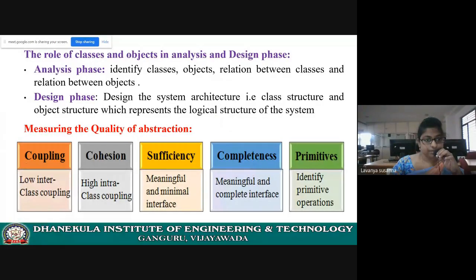First, keep the heading coupling. You need to write about the coupling. See here, low interclass coupling. Here you need to understand what is interclass communication and what is intra-class communication. Students, anyone can answer my question? Just message in the chat box. These are technical terms, so without understanding this, you cannot write, right?